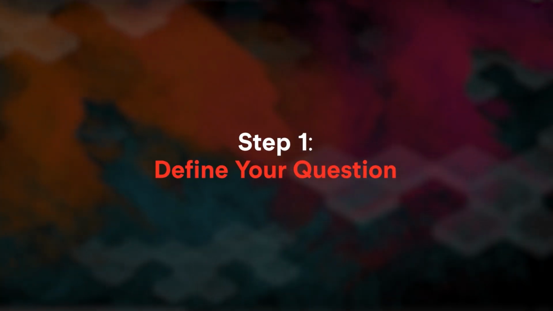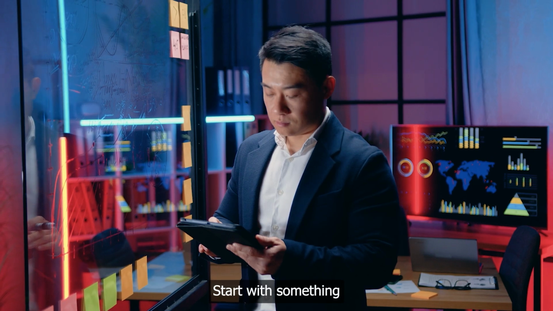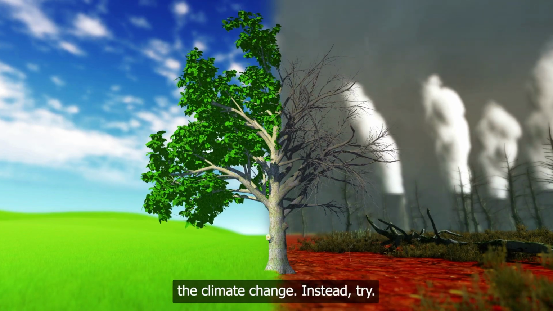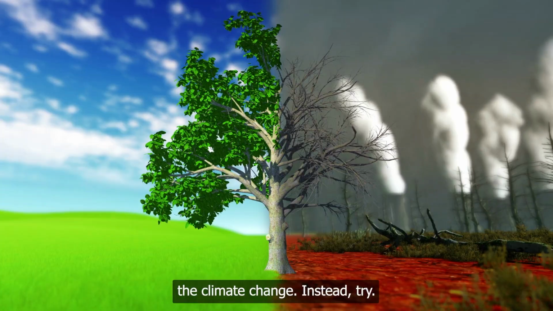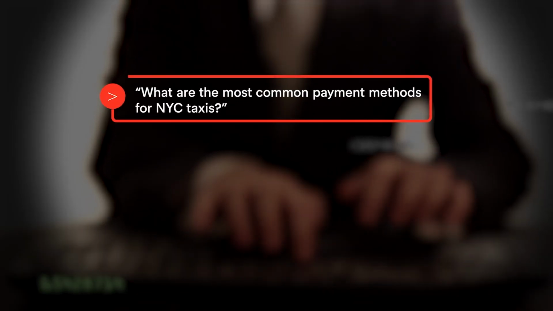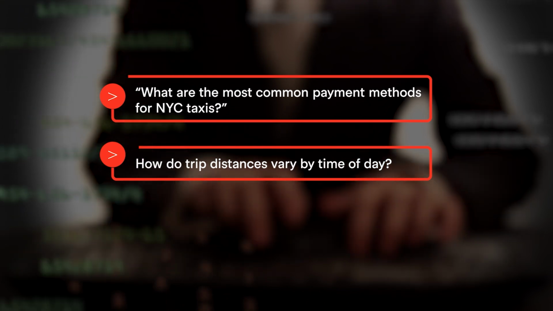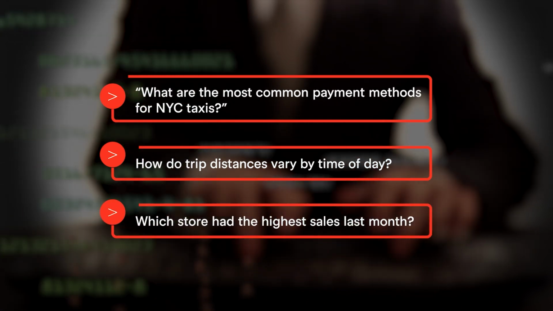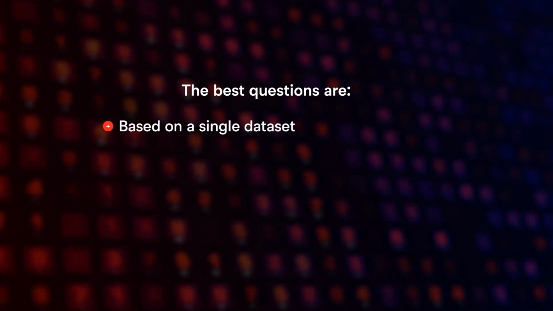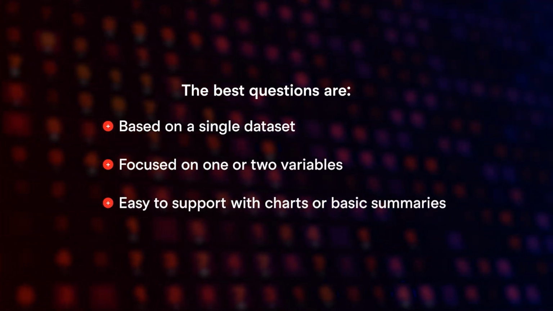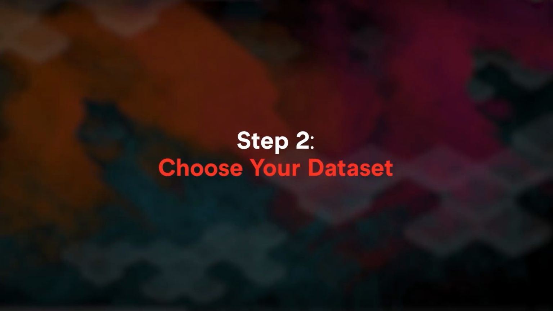Step 1. Define your question. Start with something specific and realistic. You're not trying to solve climate change. Instead, try, what are the most common payment methods for New York City taxis? How do trip distances vary by time of day? Which store had the highest sales last month? The best questions are based on a single dataset, focused on one or two variables, and easy to support with charts or basic summaries.